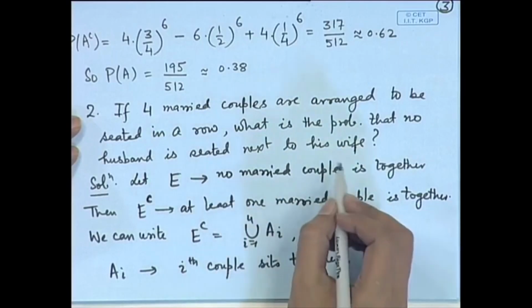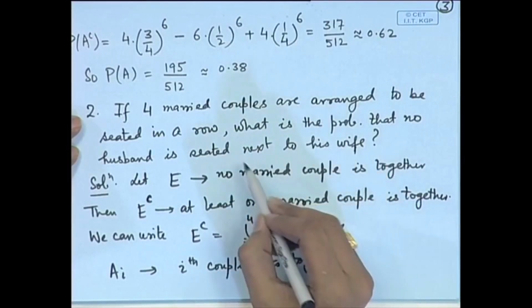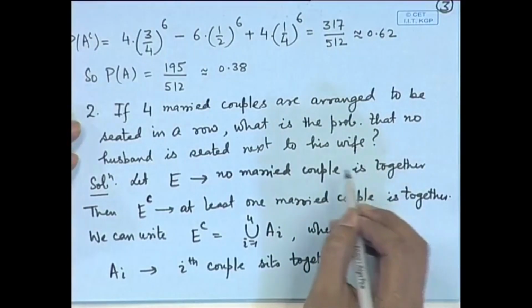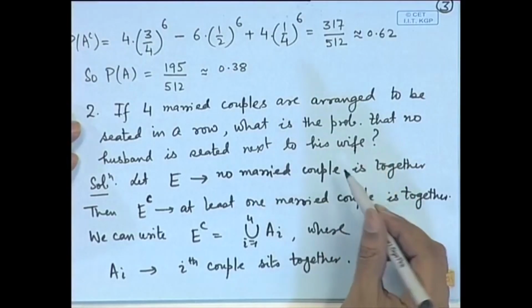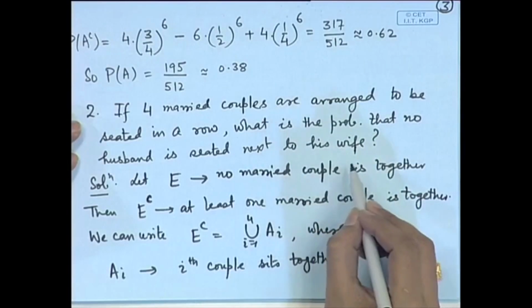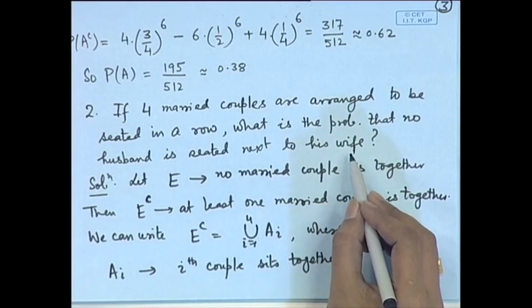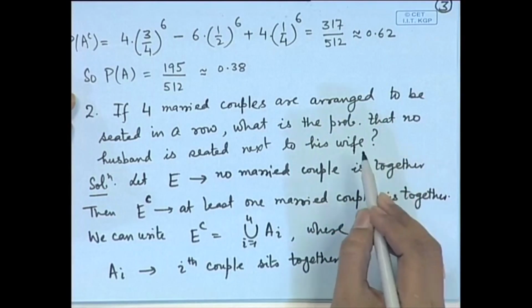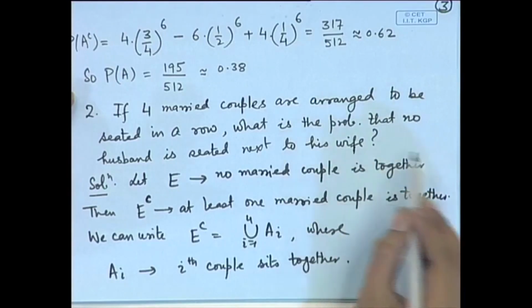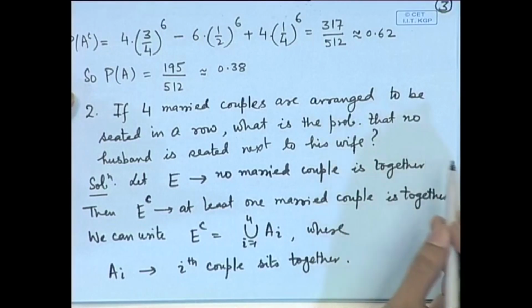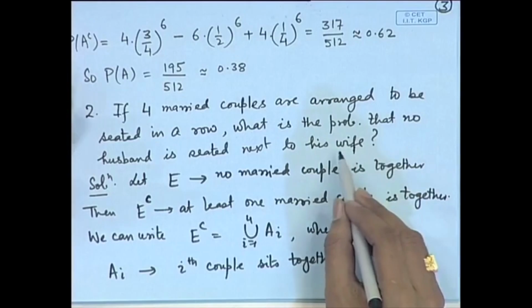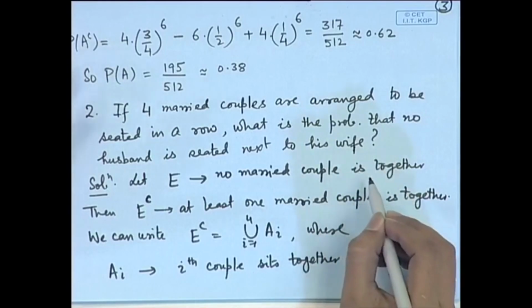So, if we analyze this event directly, let us call the pairs 1, 2, 3 and 4. Then the possibility that no husband is seated next to his wife will lead to various combinations. For example, husband 1 seated next to wife 2, husband 1 seated next to wife 3, husband 3 seated next to wife 4, and so on. The total number of possibilities is too many, and it will be an enumeration problem.